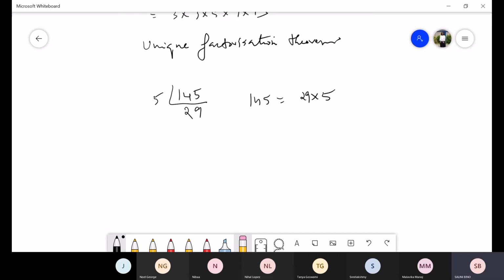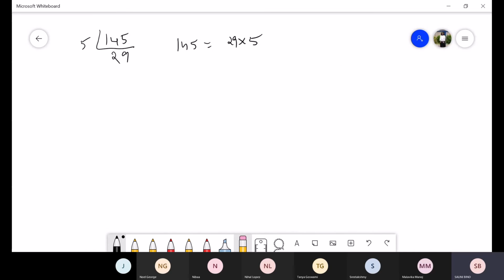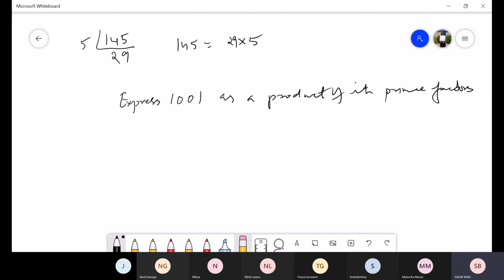Now another one. Suppose I take 1001. Express 1001 as a product of its prime factors. So how will you do this one? You can go for the tree method. Can you give me one factor for this?